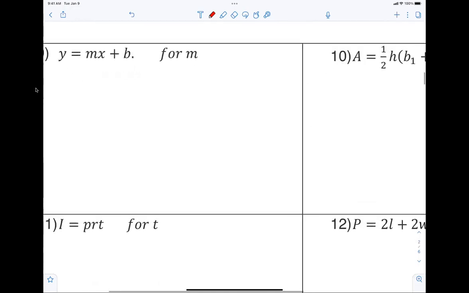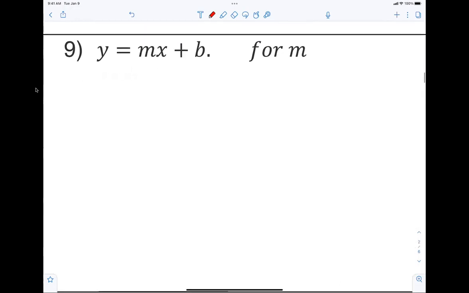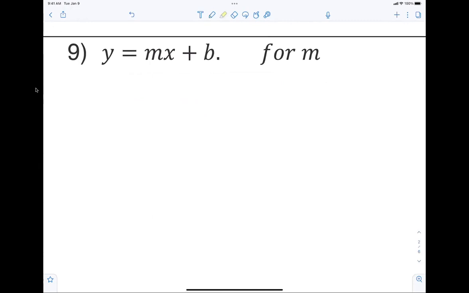Now we're going to take a quick look at number nine, a little bit harder on this page. I'm solving for m. I'm trying to figure out what m is. So what do I need to do first? Yes, we're subtracting b. So now I have y minus b equals mx. Now tell me the next step.